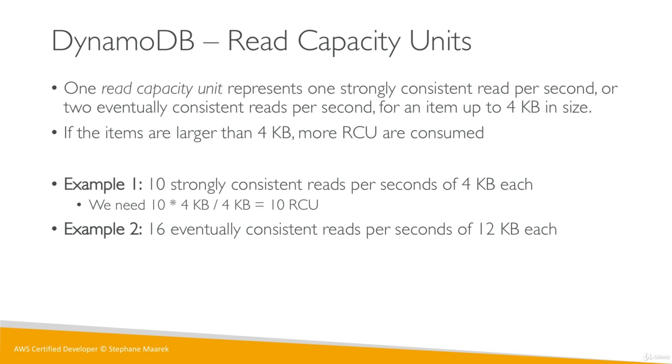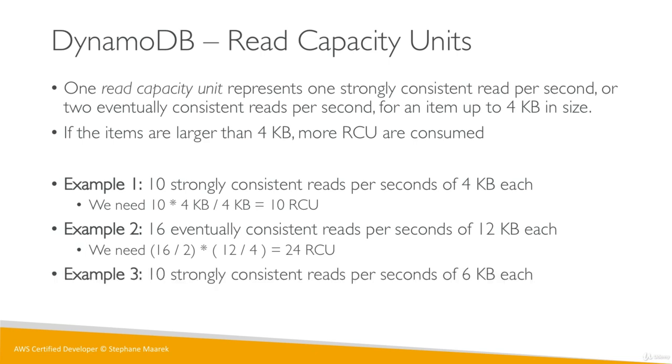Another example, say we want 16 eventually consistent reads per second, and each of these reads is going to be this time 12 kilobytes each. Well, we need 16 divided by 2 because one read capacity unit gives you 2 eventually consistent reads per second, times 12 divided by 4. Why? Because each read gives you 4 kilobytes in size, and we have 12 kilobyte items, so we're going to need 12 divided by 4 equals 3 for each read. And so if you do the math, we'll get 24 RCU.